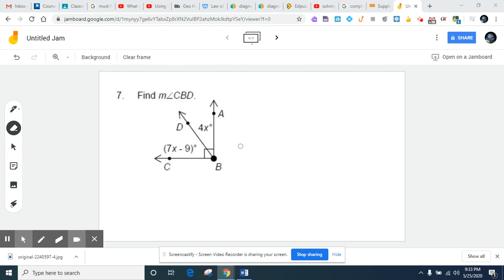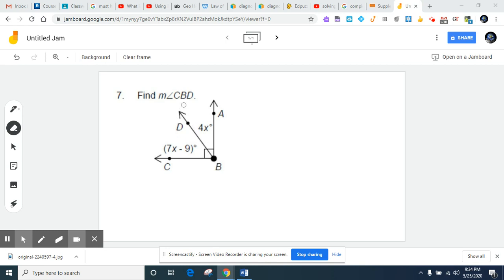So for this problem, you can see that we have a pair of complementary angles. We know that they're complementary because we see the square in the corner of the angle pair that we have here. This square means that the angles are equal to 90 degrees. So that means when we take the sum of the two angles, they would equal 90 degrees.